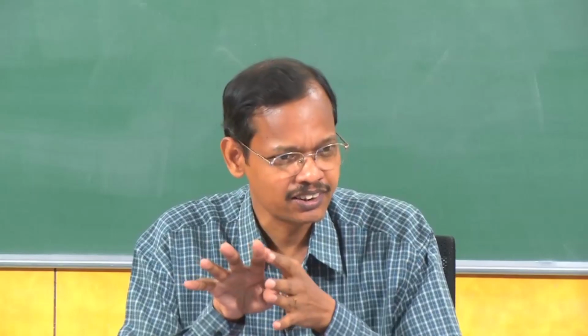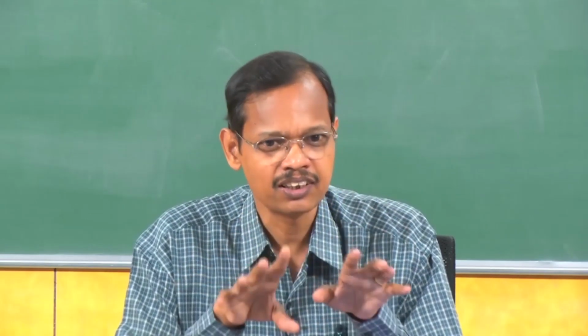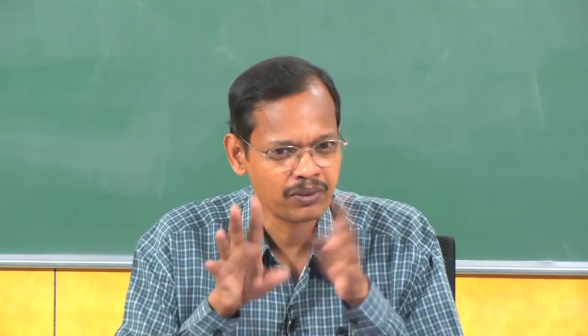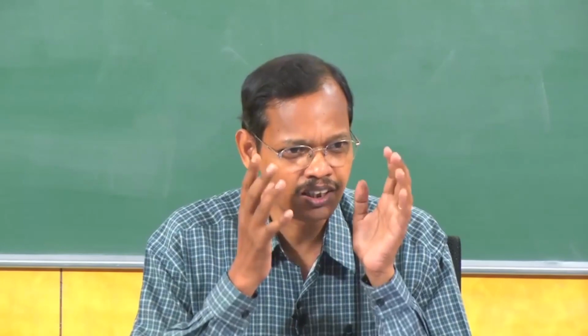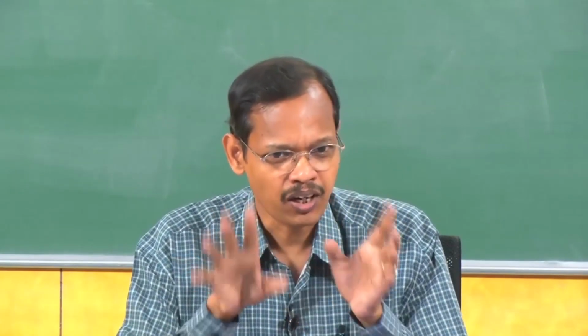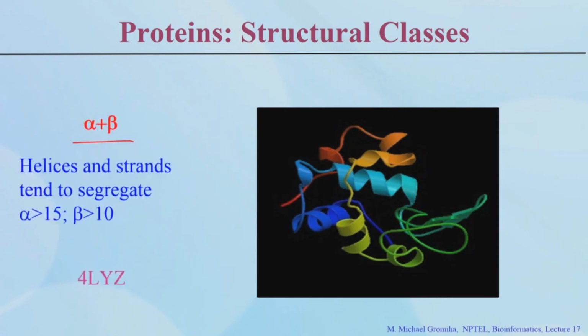Now, the next possibility is that proteins contain both helices and strands. Based on the location of these helices and strands, they are classified in 2 groups: one is alpha plus beta and another is alpha by beta, depending upon the location of the alpha helices and beta strands, whether they are segregated separately or mixed with each other. So, one class is alpha plus beta proteins. In this case, helices and strands tend to segregate.